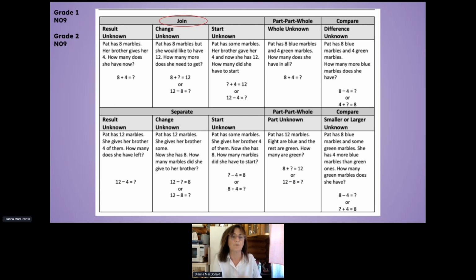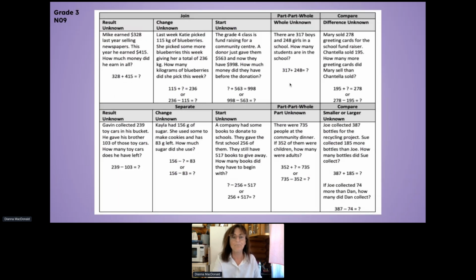Pat has 8 marbles. Her brother gives her 4. How many does she have now? So you'll start with that as a class. You'll be acting that out, and we'll go forth from there. And then you'll build on some more, adding ones and giving your students exposure to all of the story types for addition and then for subtraction. And you can see how the symbolic, the equations come after that.